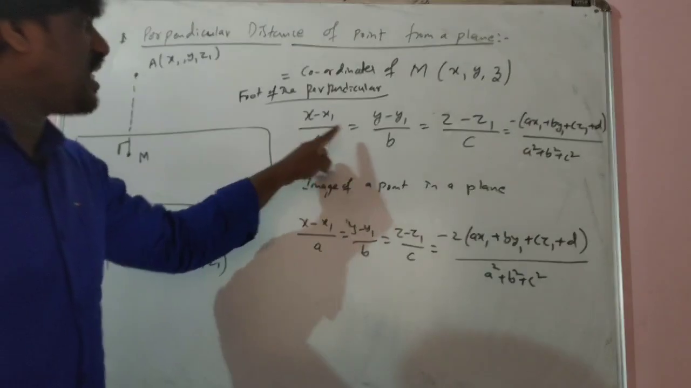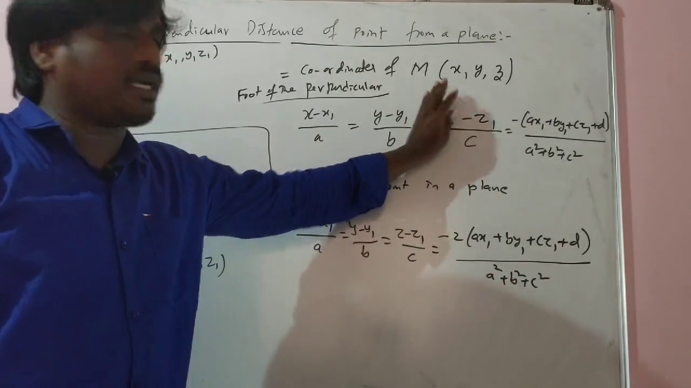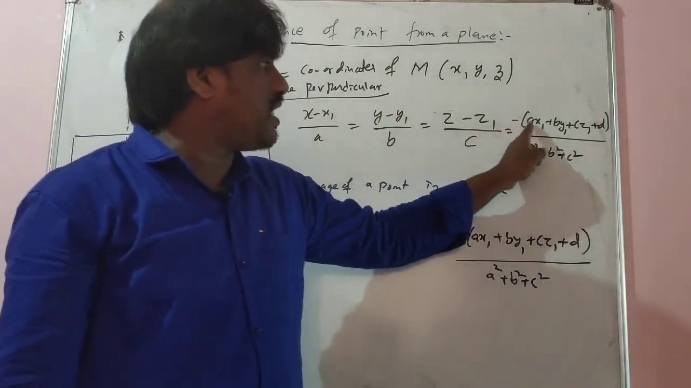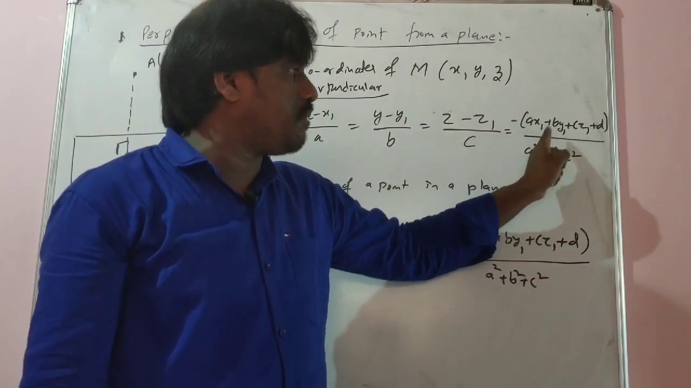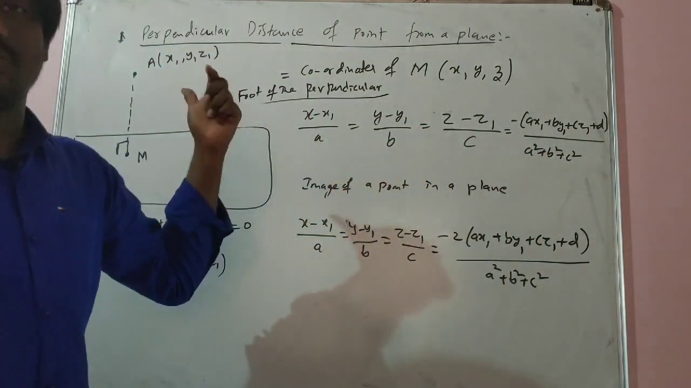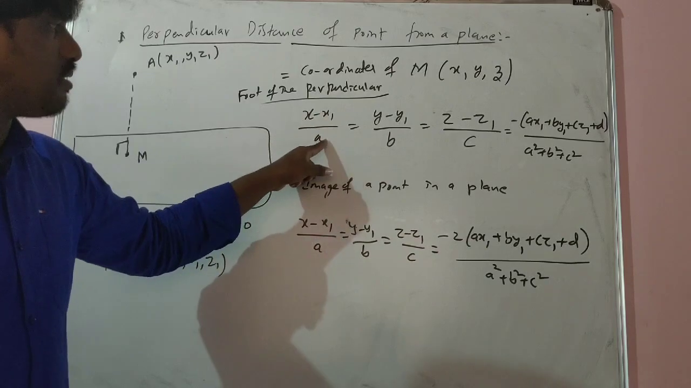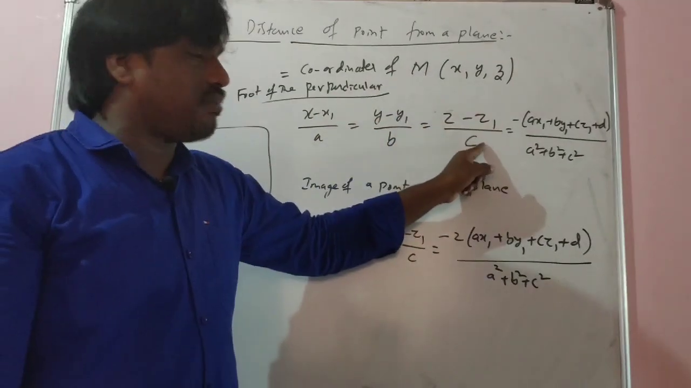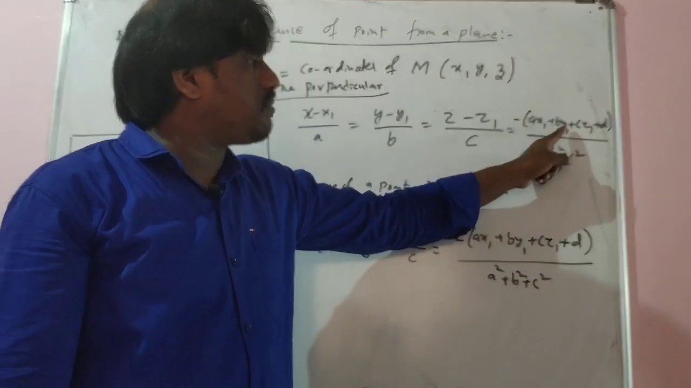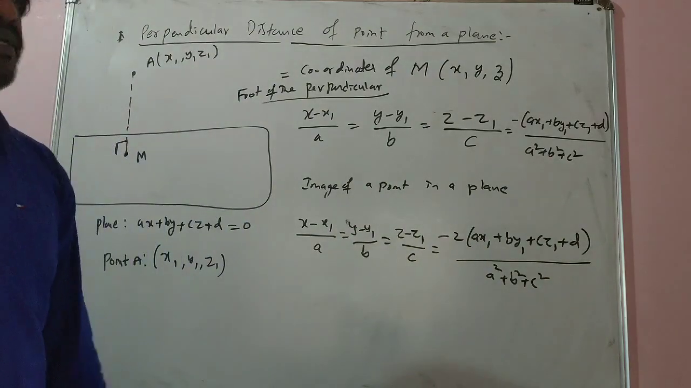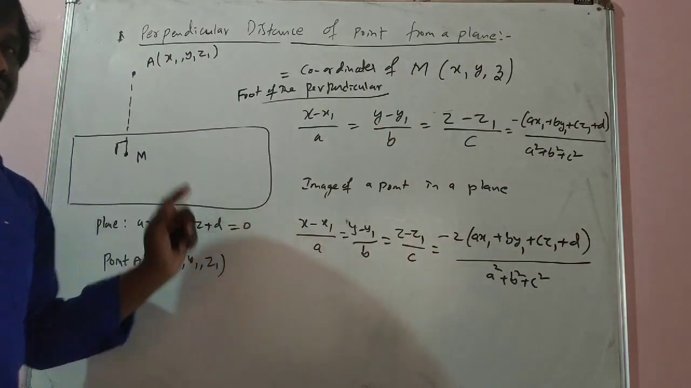In straight line it was up to y1: (x minus x1) by A is equal to (y minus y1) by B is equal to minus of (ax1 plus by1 plus c) upon (a square plus b square). But if it comes to a plane, what I get here is (x minus x1) by A is equal to (y minus y1) by B is equal to (z minus z1) by C is equal to minus of (ax1 plus by1 plus cz1 plus d) upon (a square plus b square plus c square). If you remember this formula, the work will be done.